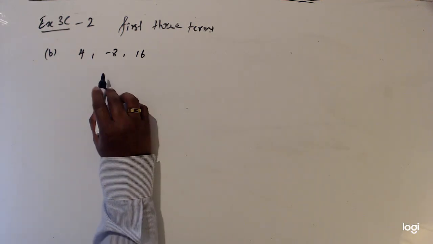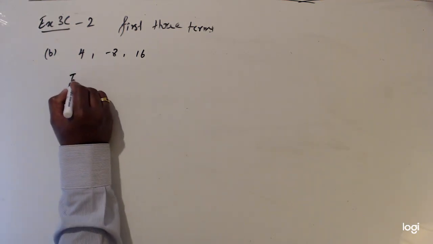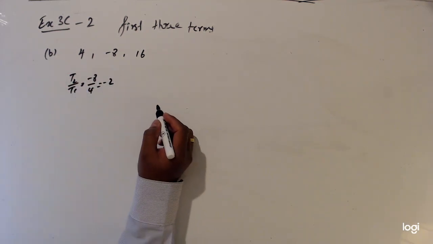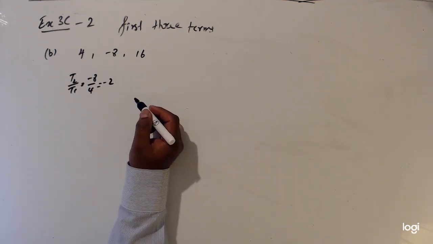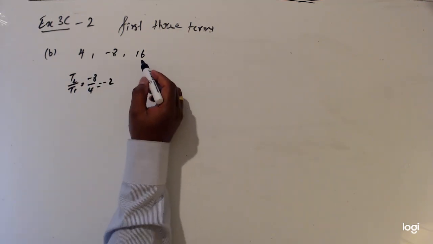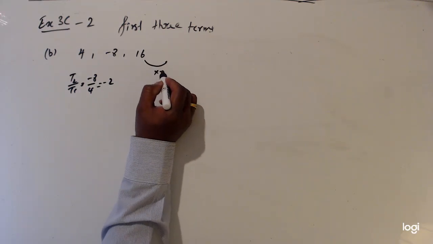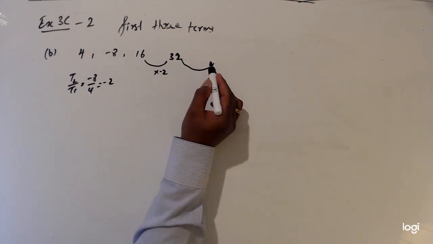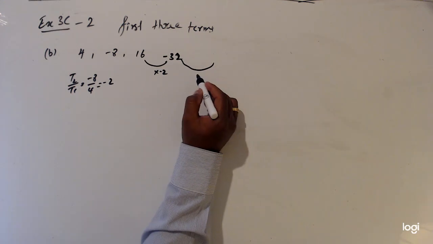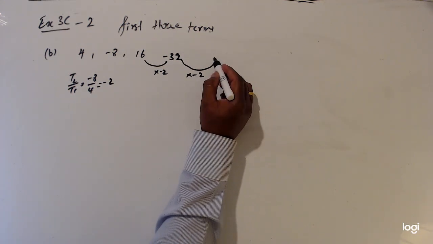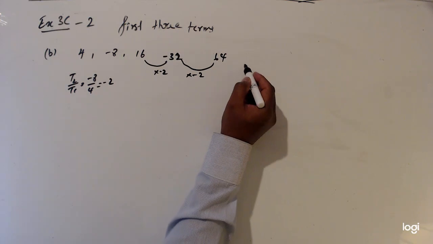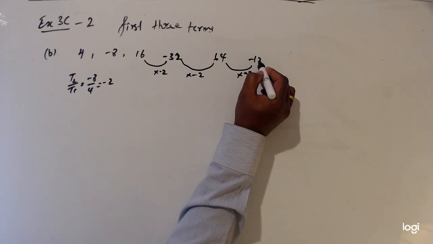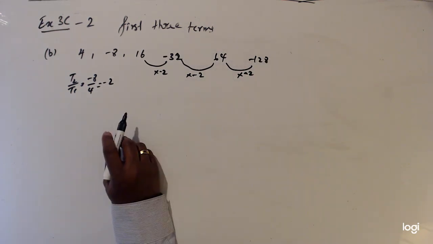Part B: 4, 8, minus 8, 16. So T2 divided by T1 is minus 8 divided by minus 2. So this is the common ratio. We'll multiply by this one. 16 times minus 2 is minus 32. Minus 32 times minus 2 is 64, minus times minus is plus. 64 times minus 2 is minus 128. So those are the next three terms.